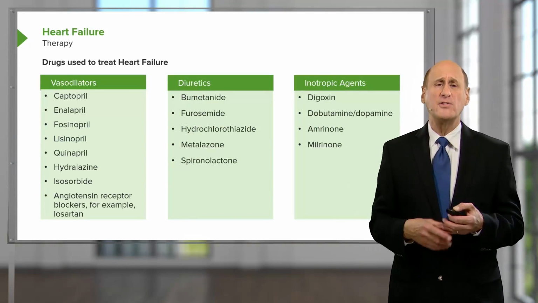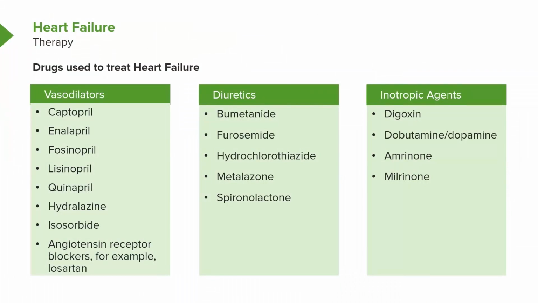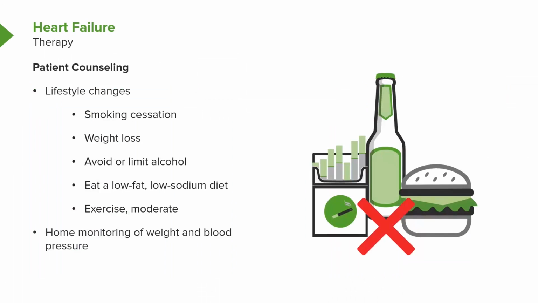And again, here you see all the drugs listed that can be used. You can see the beta blockers, the ACE inhibitors, the diuretics, and then the inotropic agents on the far right are the ones we try to use as little as possible.